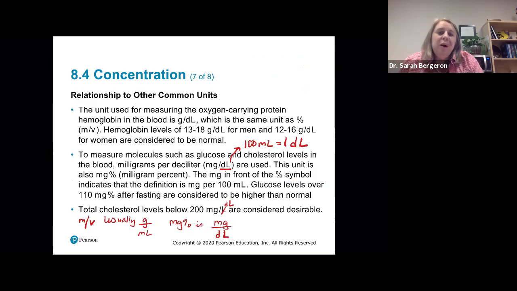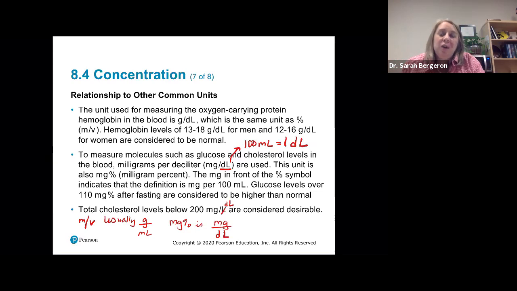A lot of times we use some different units for specific things inside the body. If you want to know whether your patient's blood is able to carry oxygen, we're going to measure the hemoglobin. Hemoglobin is the protein inside red blood cells that can carry oxygen. We give that unit in grams per deciliter. Grams per deciliter is a percent mass by volume, right? The reason we do grams per deciliter instead of grams per liter is because we want that whole number that's between 1 and 200. If we give it grams per deciliter, we get for a male 13 to 18 grams per deciliter, and for females 12 to 16 grams per deciliter. So we have that number in a nice normal range.